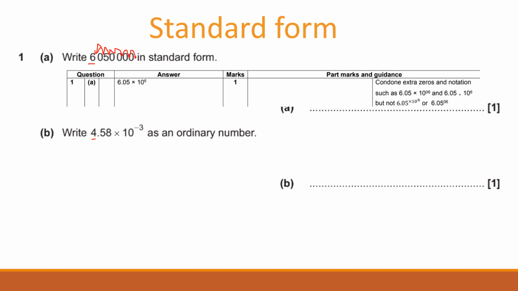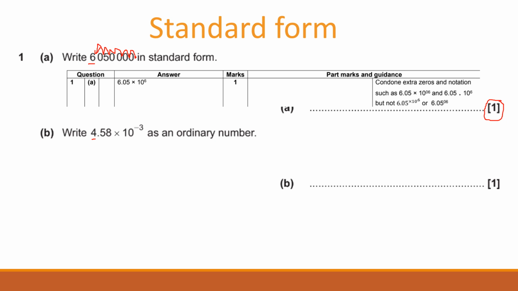If you look over on the right hand side of the mark scheme, it tells us that you can accept 6.05 times 10 to the 06, or 6.05 with a dot, which means times 10 to the 6, but they will not accept it if the times 10 is written up high as a power or the times 10 is missing. So be careful to make sure you write your answer nice and clearly to get the mark for this question, because this is out of 1 mark. The number in the square brackets at the end tells me how many marks for the question.